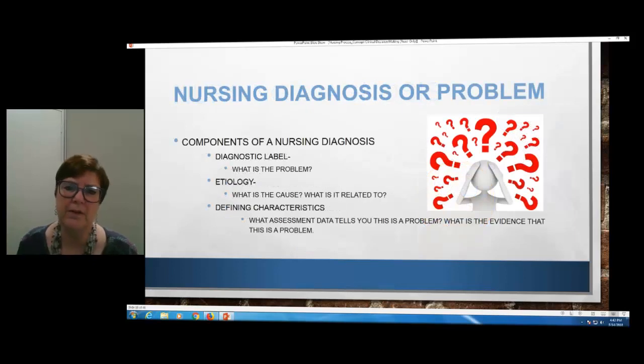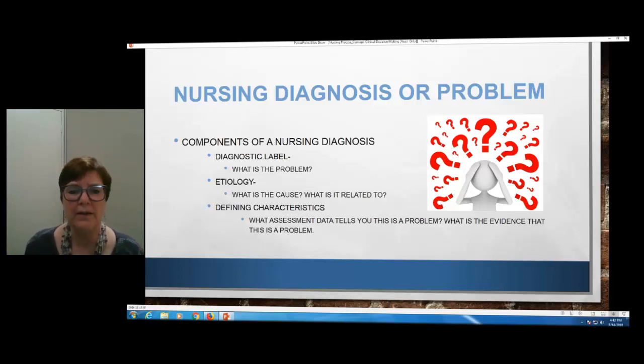So the components of a nursing diagnosis, you're going to have the diagnostic label, and that diagnostic label tells us what the problem is. You're going to have the etiology, or the cause. So what is this problem related to? And then you're going to have defining characteristics. So what does the assessment data tell you? Your assessment data is going to, a lot of times, be your defining characteristic, and it is your evidence that there is a problem.